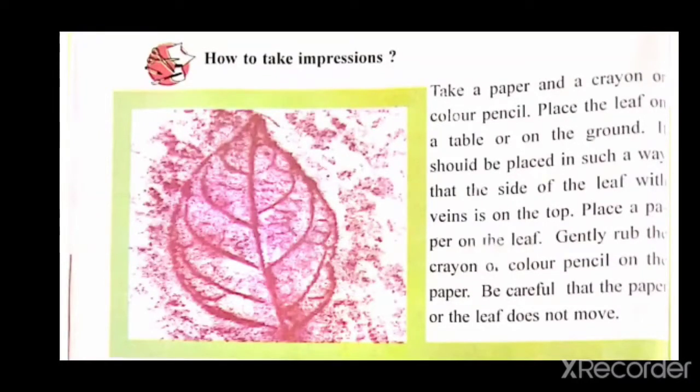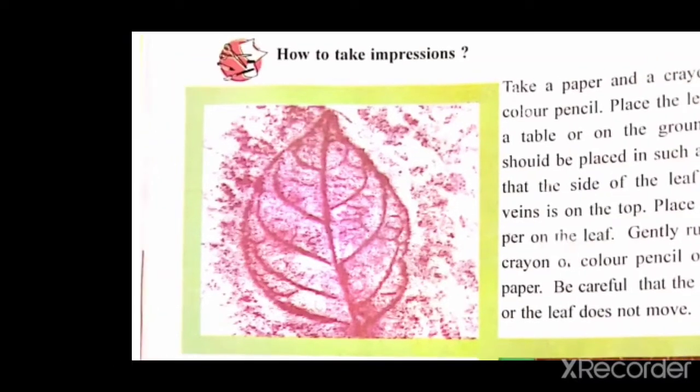Now take a paper and a crayon or color pencil. Place the leaf on a table or on the ground. It should be placed in such a way that the side of the leaf with the veins is on the top. Place a paper on the leaf. Gently rub the crayon or color pencil on the paper. Be careful that the paper or the leaf does not move. Once you do this, something like this will be formed.